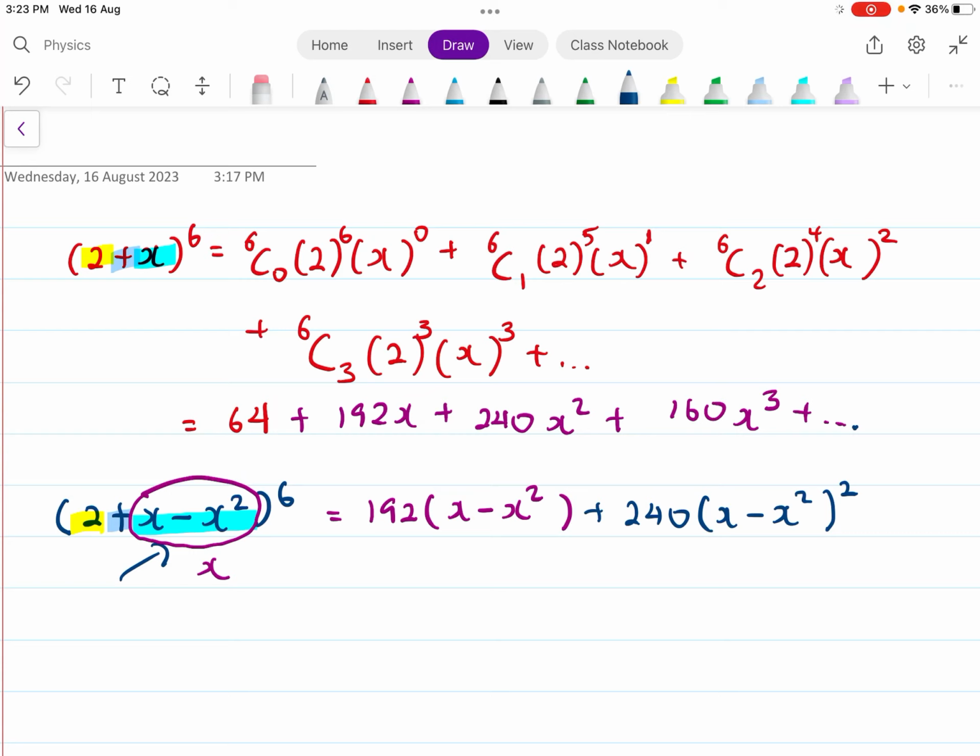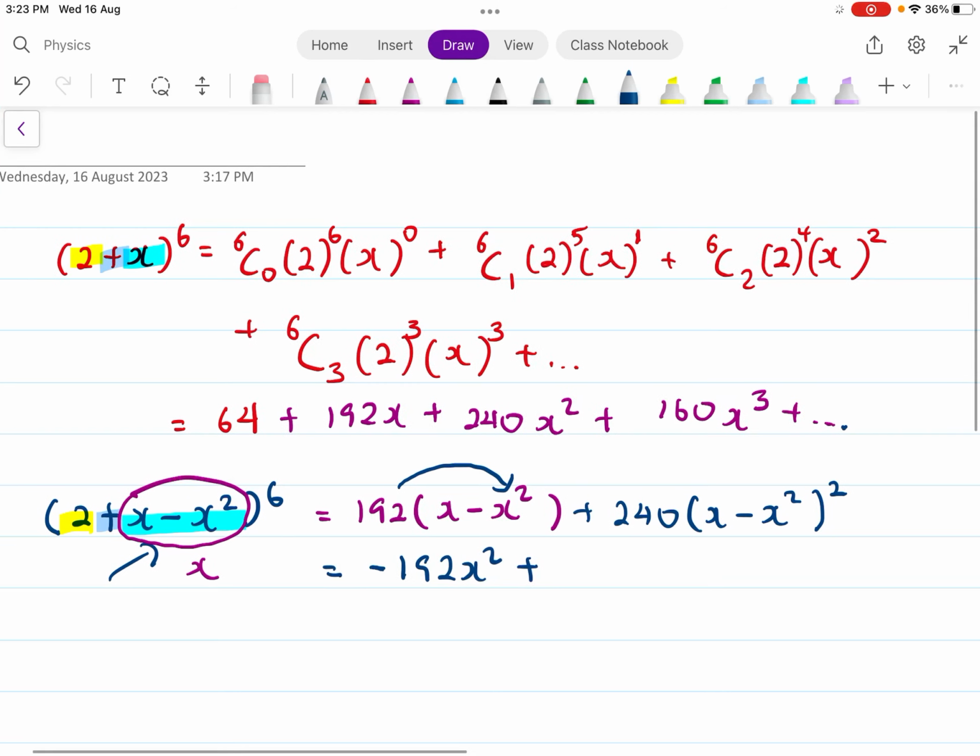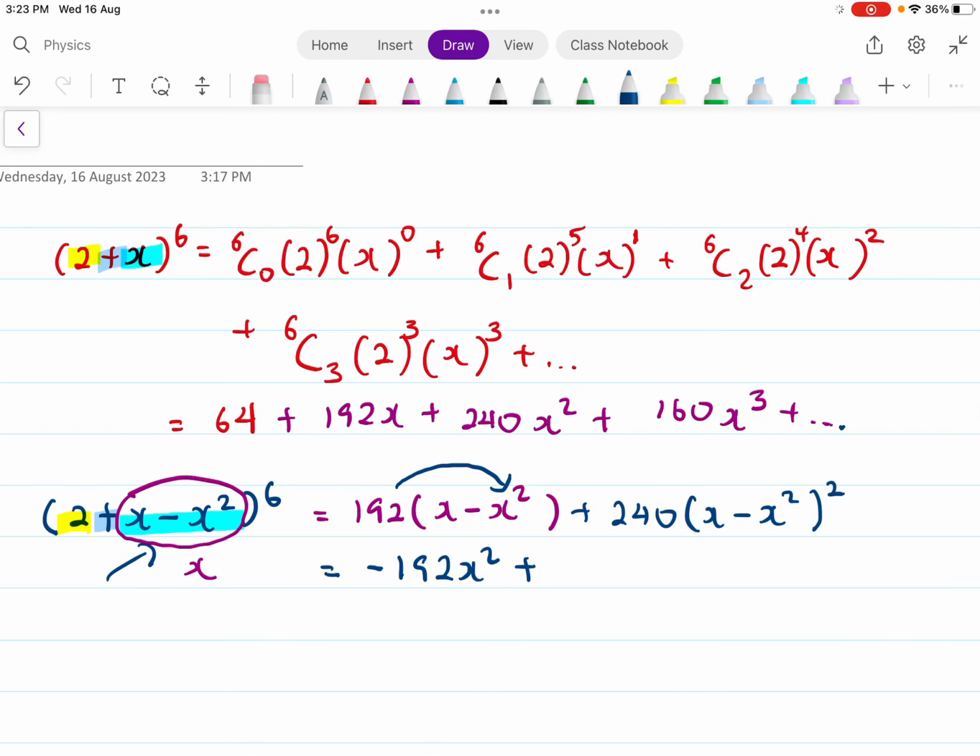So okay, I just simply do the first term first. So 192x, I don't want 192x, I only want 192 times negative x squared. So I will get negative 192x squared. Then of course the second part, you need to do the rainbow, the expansion. For the rainbow part, I simply just do it on the side. So like that. Okay, so you do the expansion.